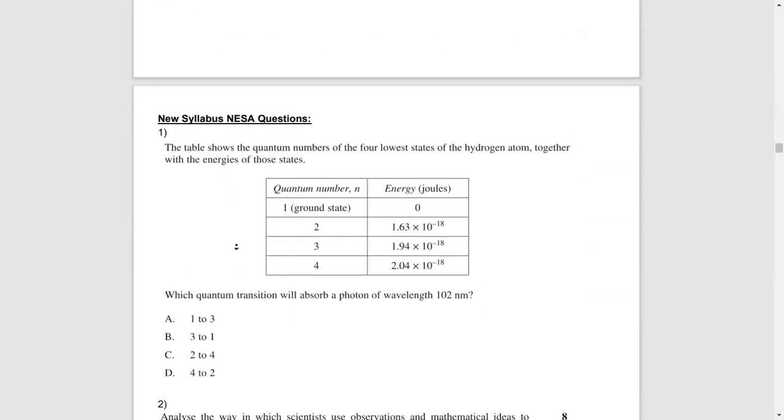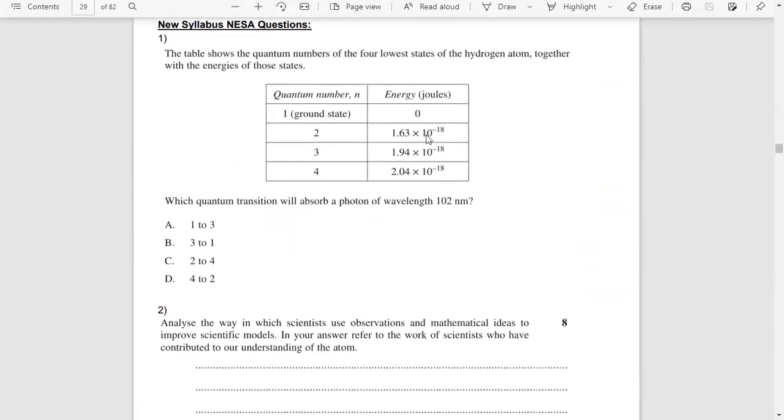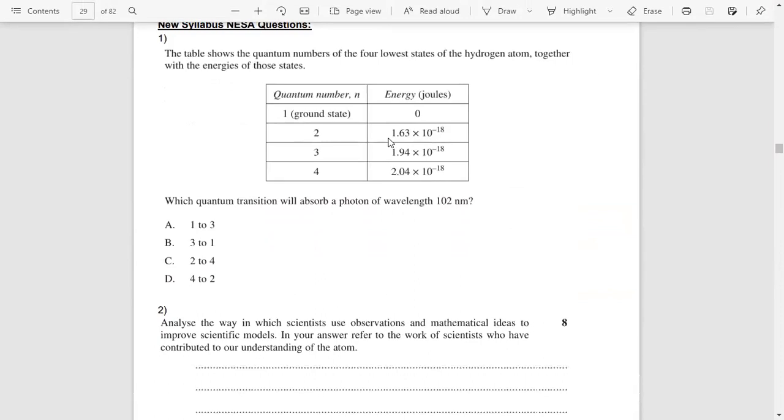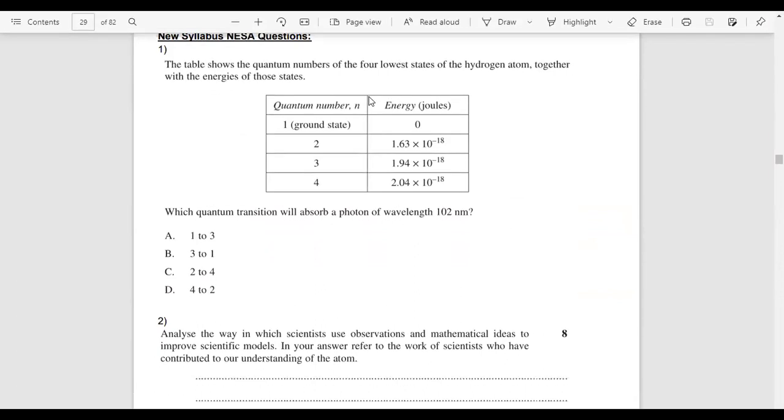Yeah, so this is atomic models. All right. So now you've got the quantum numbers of the 4 lowest states of the hydrogen atom together with the energy of those states: 1, 2, 3, 4. Energy given in joules. What transition will absorb a photon of wavelength 102 nanometers?